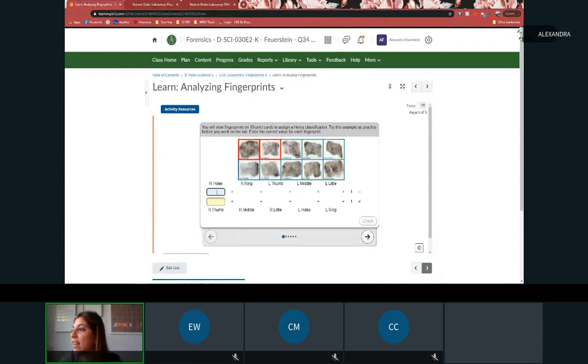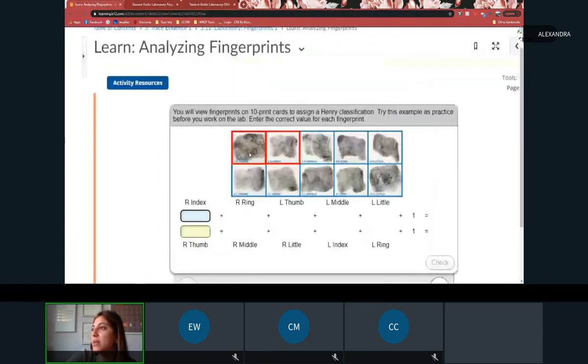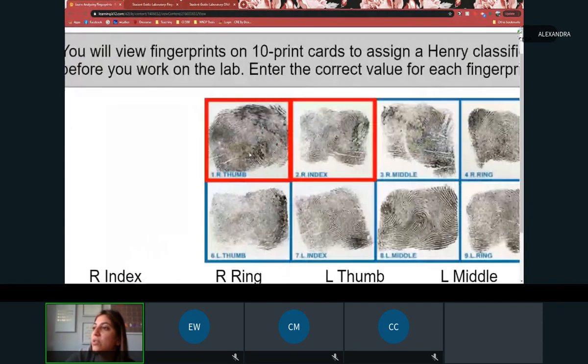It's interesting. I wish there was a way to zoom in. There we go. So let's do this first one together. This is the first right thumb. So what do you guys see? What pattern do you think this is? Or really we just need to know, is it a whirl or is it not? Do you guys think this is a whirl?